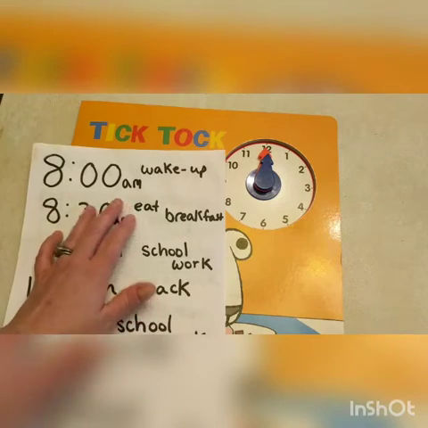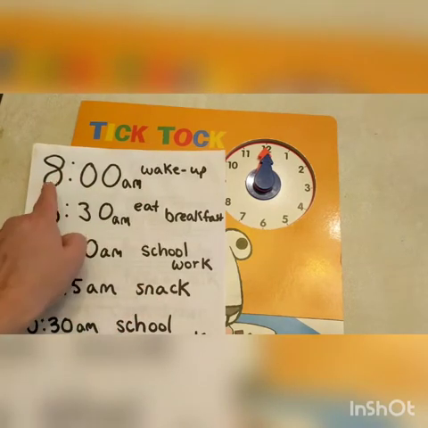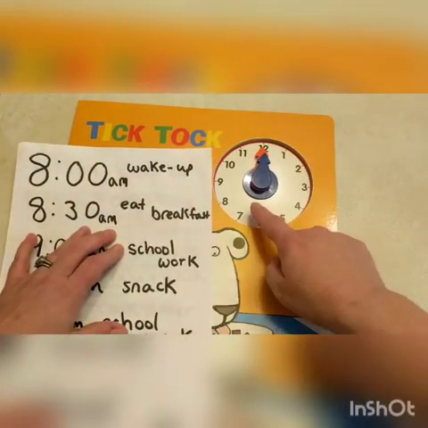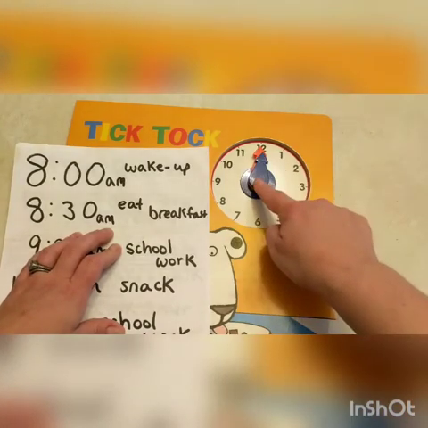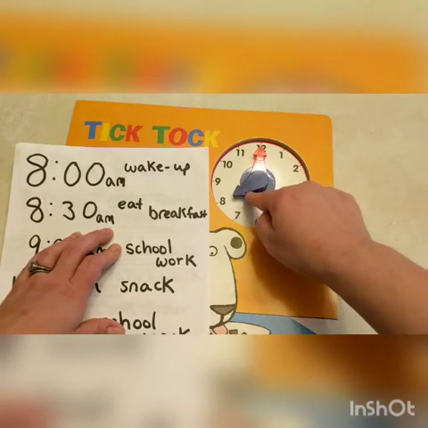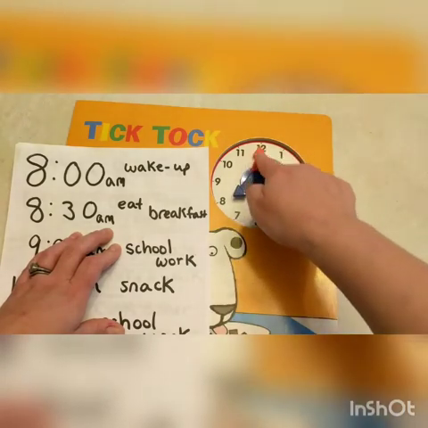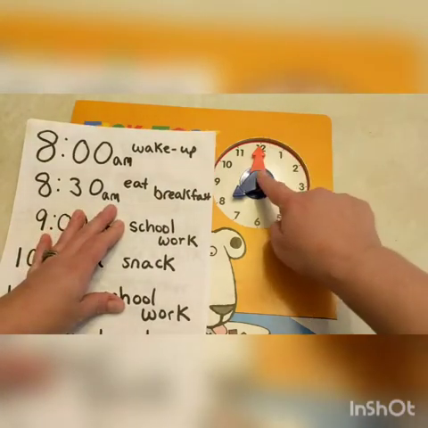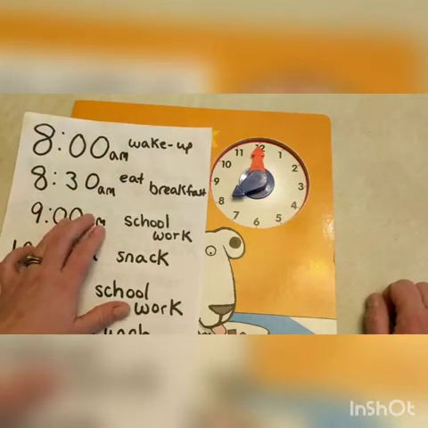All right, friends, I wake up at 8 a.m. So I have 8 a.m. written down for wake up, and I'm going to make that on my clock here. So remember, the small hand is the hour hand. So I'm going to move that small hand all the way over to the 8. And the big hand, which is my minute hand, is going to stay up at the 12 for the o'clock. So this is showing 8 o'clock. I wake up.